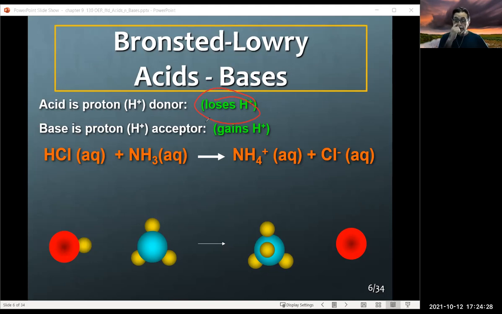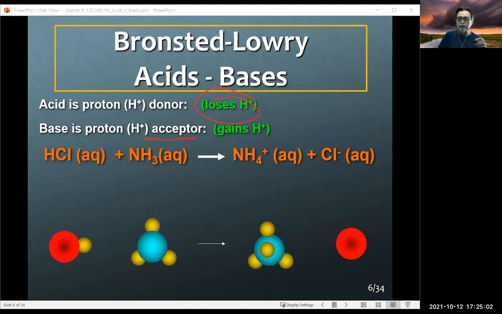Where they differ is how they define a base. Arrhenius base is anything that produces a hydroxide. Remember that. Whereas a Bronsted-Lowry base is defined as any chemical compound that accepts that proton that was created. Okay, it is the proton acceptor. So that immediately opened up a lot of bases that had nothing to do with hydroxide. And how does that happen?